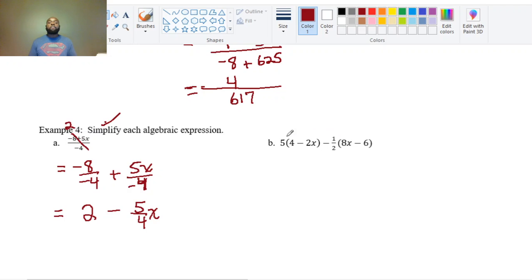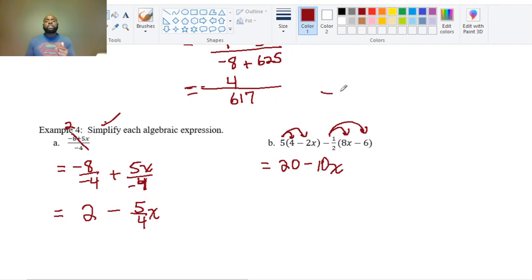I want to simplify this expression. All right, now this is just a bunch of stuff, right? Well, think about all of your properties that can help you reduce the number of operations. All right. One, I can use my distributive property here. That'll be a 20 minus 10x. And then here, I can distribute the negative 1/2. And notice here what I said, I distribute the negative 1/2.